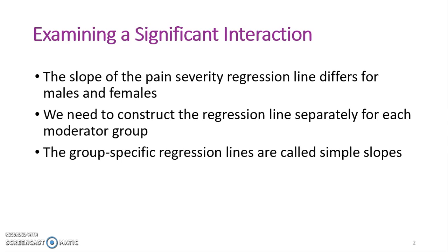So we need to construct two separate regression lines for each of the groups in the moderating variable. These specific regression lines for each group are called simple slopes. So essentially, when we're talking about the individual slope for male and for female, those are the slopes indicating simple effects. So simple slopes, simple effects.